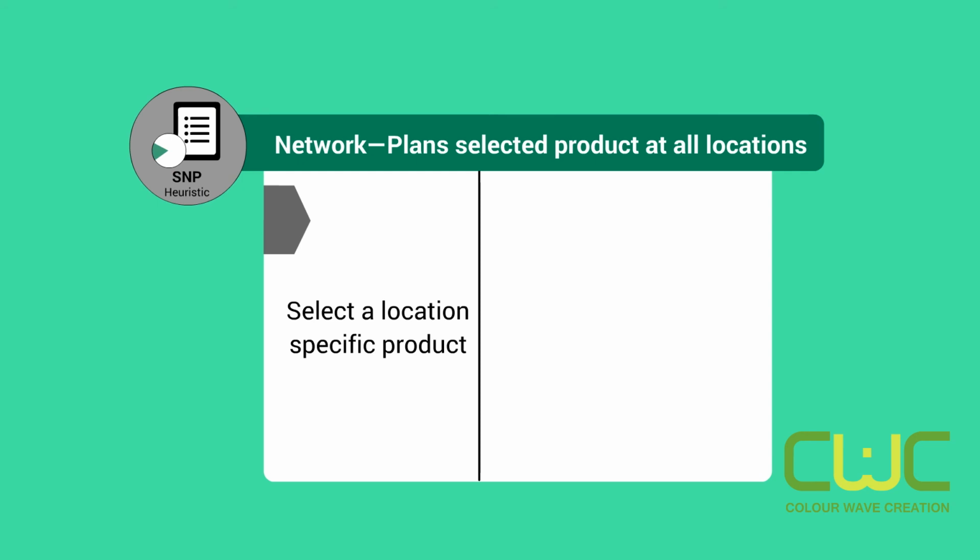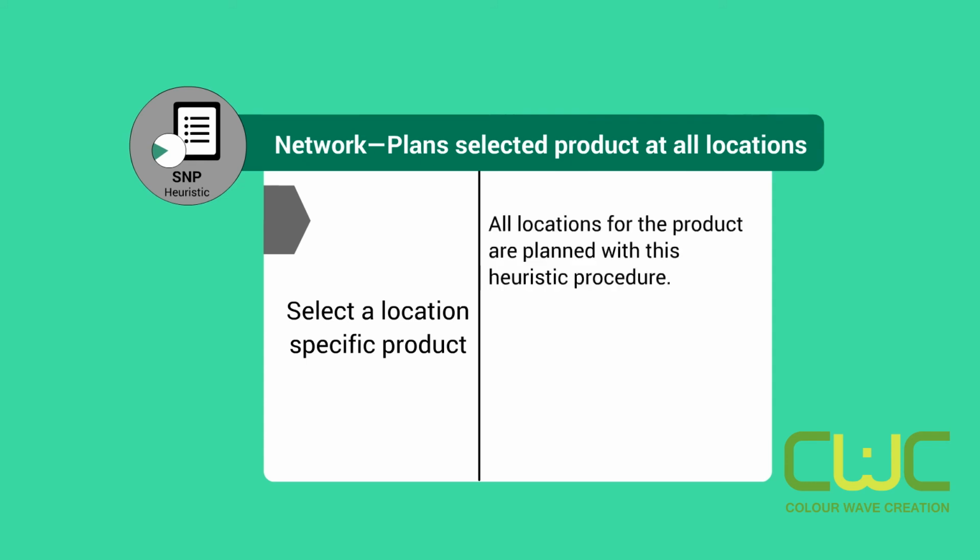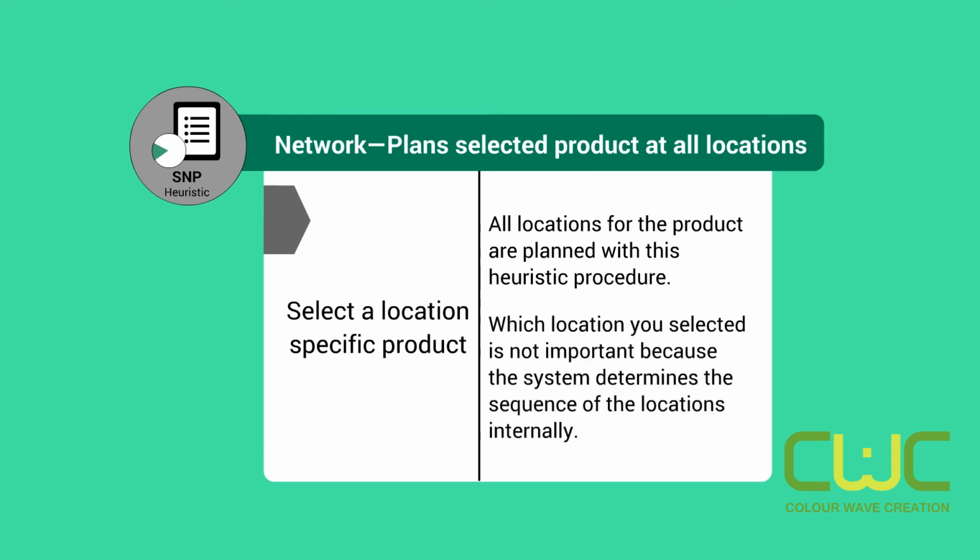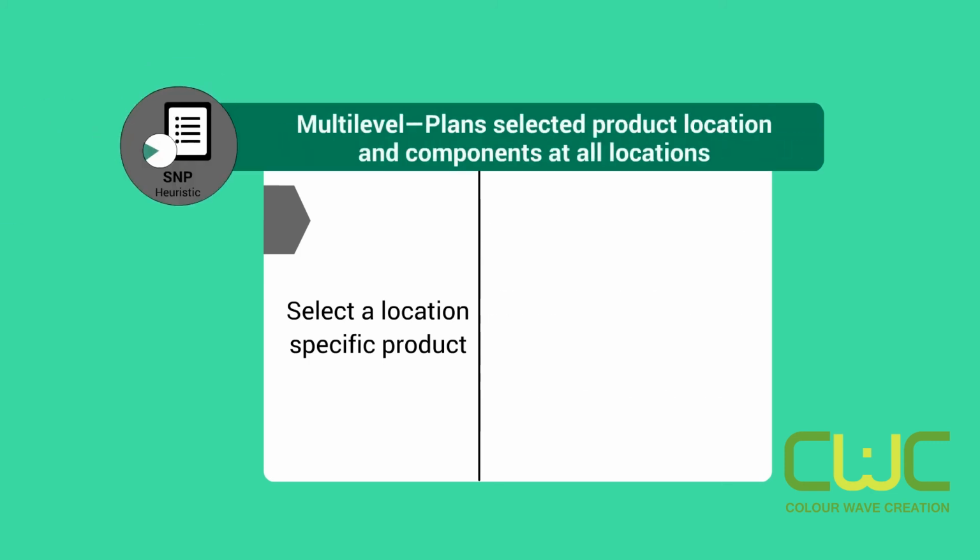Network plans selected product at all locations. You can select a location-specific product. All locations for the product are planned with this heuristic procedure. Which location you select is not important because the system determines the sequence of the locations internally.